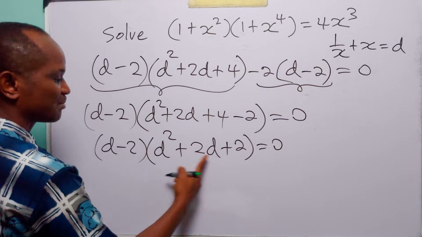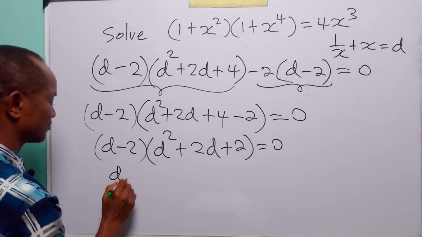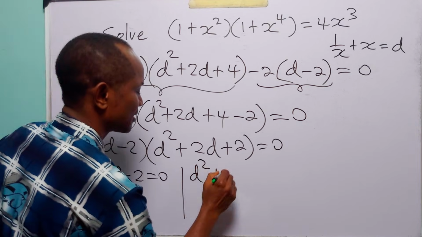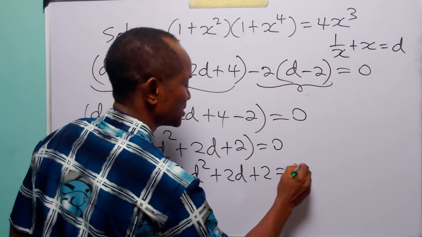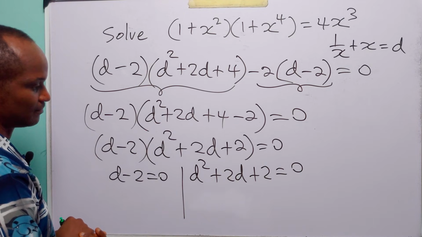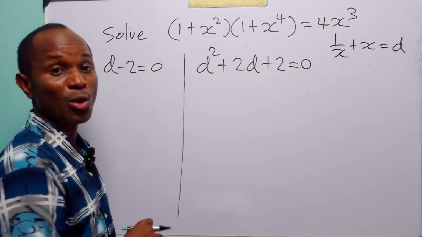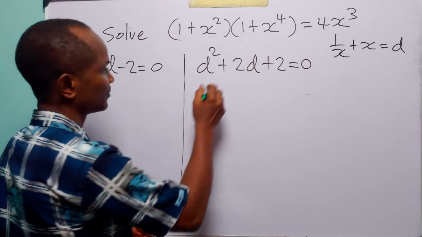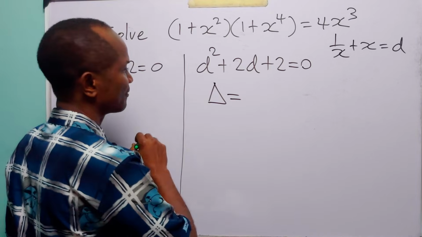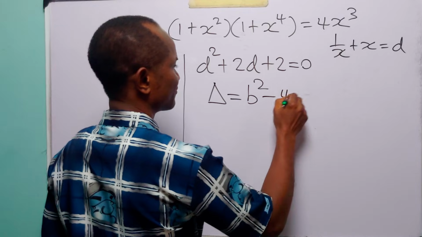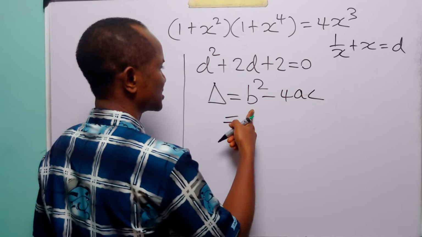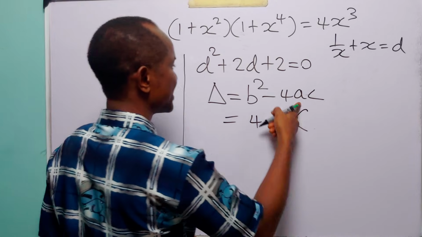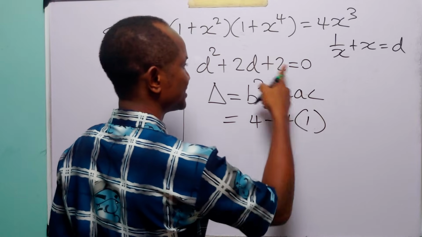Now, of course, you know that this simply means that either d minus 2 is equal to 0, or d squared plus 2d plus 2 is equal to 0. Now, from the looks of it, this quadratic equation is not going to give us real values of d, but let us be sure. We have that the discriminant is equal to b squared minus 4ac. Of course, b is 2. 2 squared is 4. Minus 4. A is 1. And c is 2.